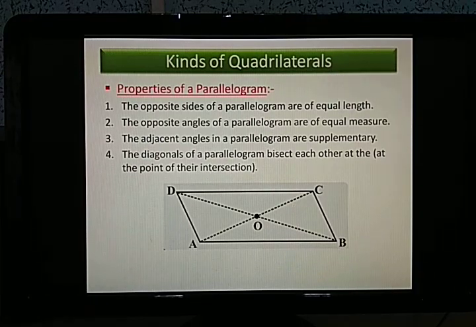So please go through the examples, solve the examples using these properties, then go through what I have taught today in this topic in the textbook. It will be much clearer to you.